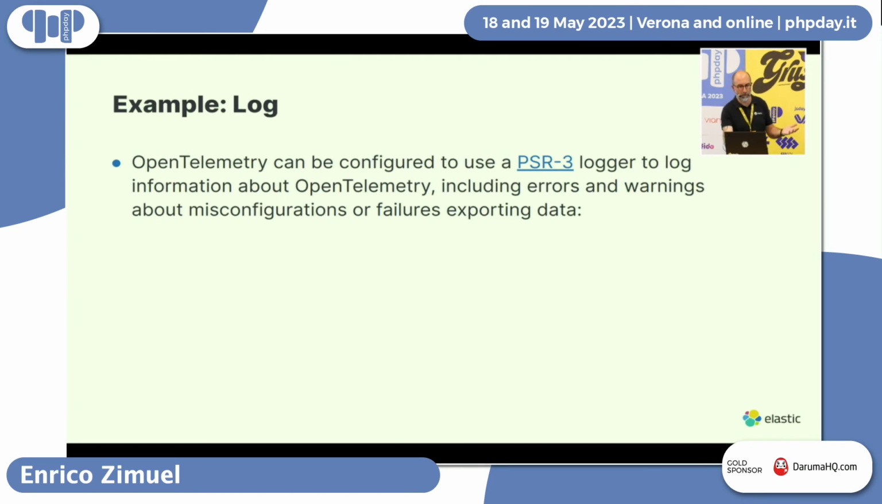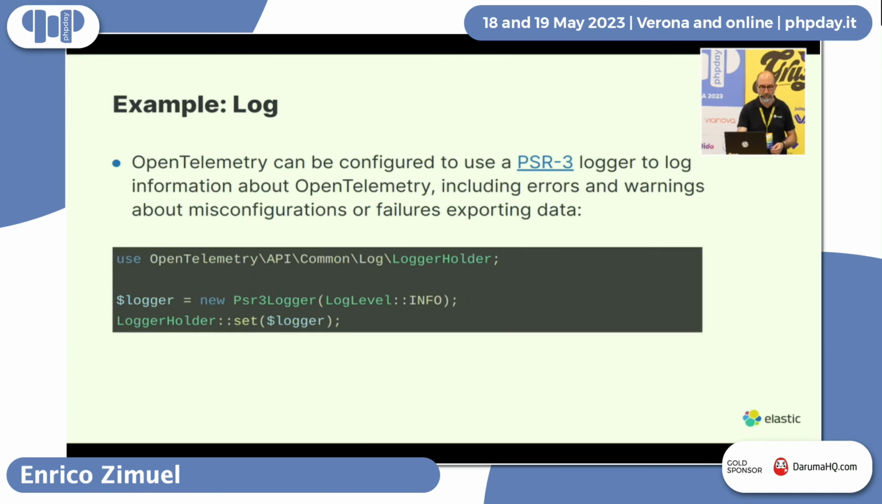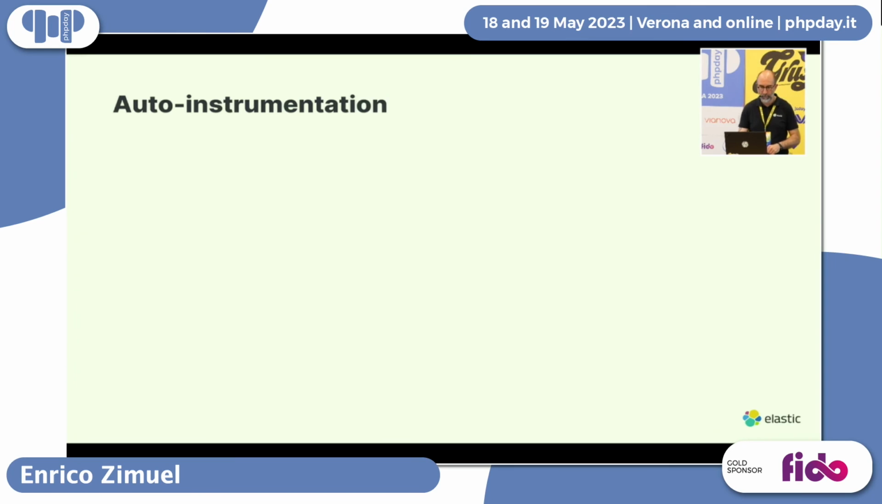Log, we support PSR-3, of course, so quite simple to use it. You have just to pass the logger to the OpenTelemetry library. That's it. So you have any logger that you want, I don't know, Monolog, for instance, and you just pass it with the logger holder with the setting. That's it. So very, very simple, the logging.